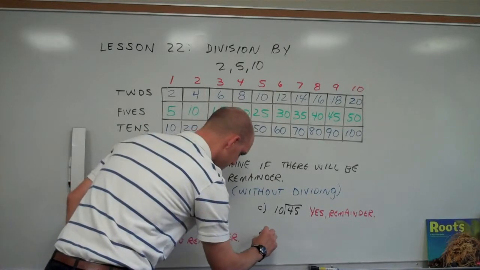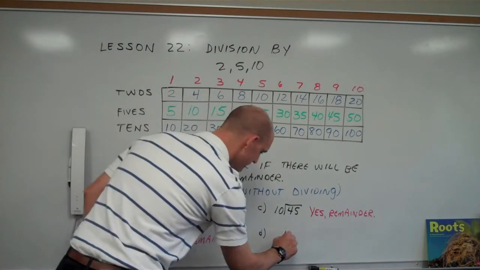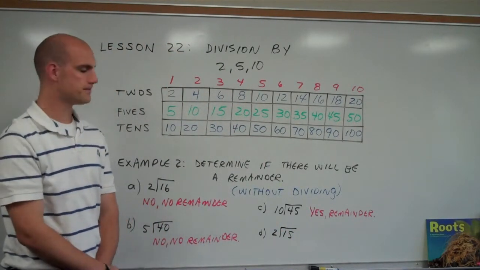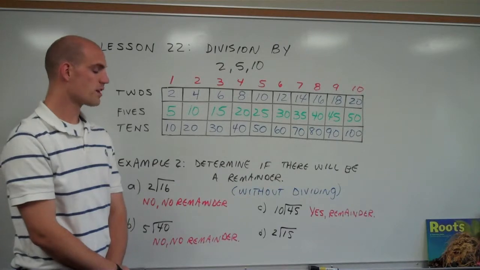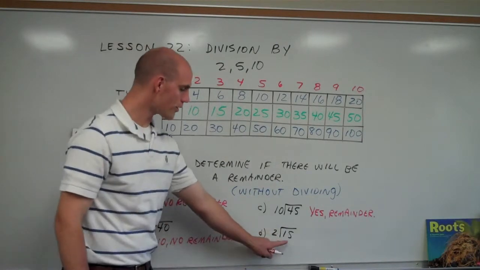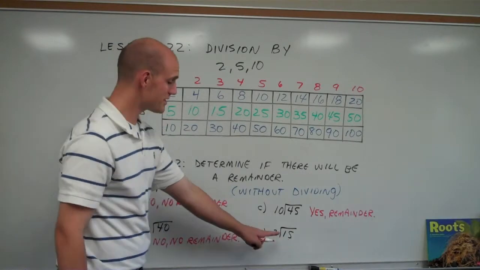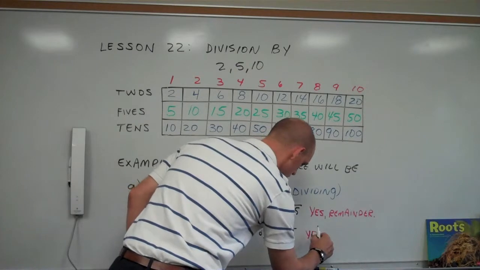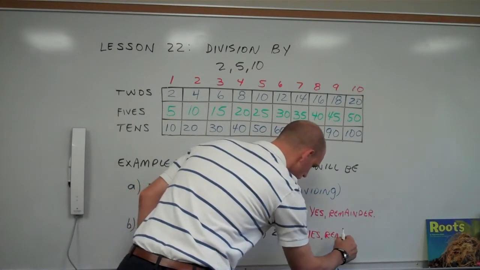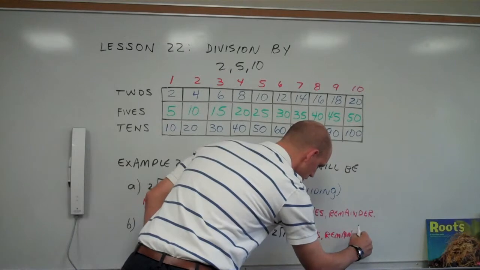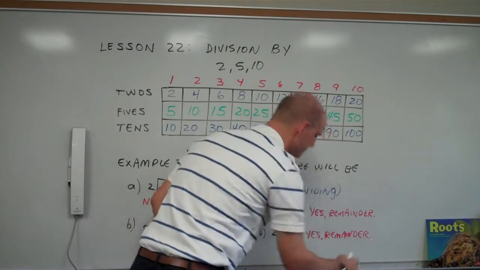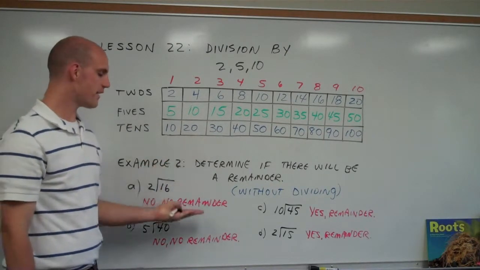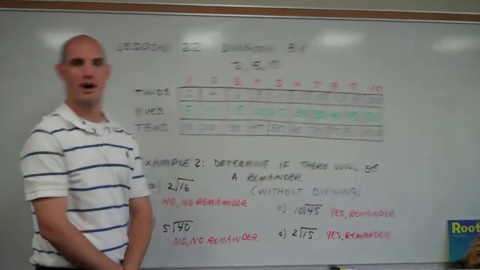Let's look at D. In D, we're going to have 15 divided by 2. Try not to use your notes. Remembering the rule for 2s, we know that in order to not have a remainder, it has to be even. So since 15 is an odd number, we are going to have a remainder. So remembering these general rules as we outlined in the chart, you can easily figure out if you're going to have a remainder or not in order to help you check your work.